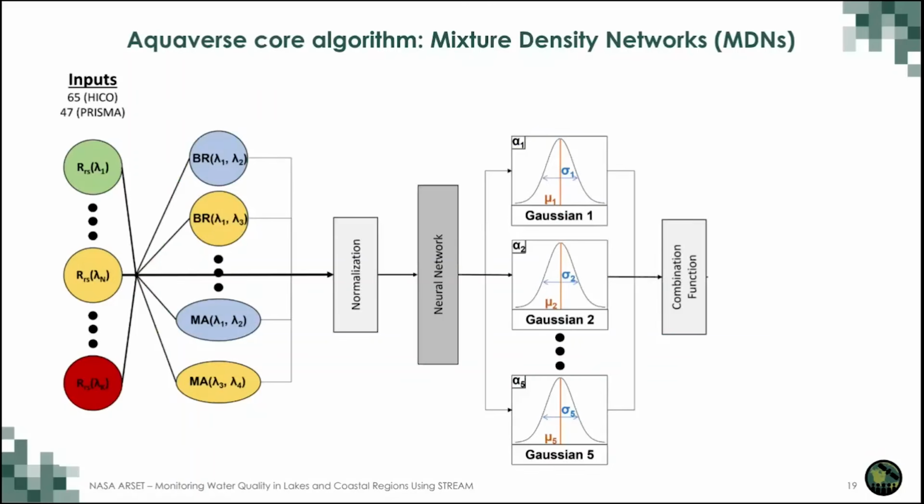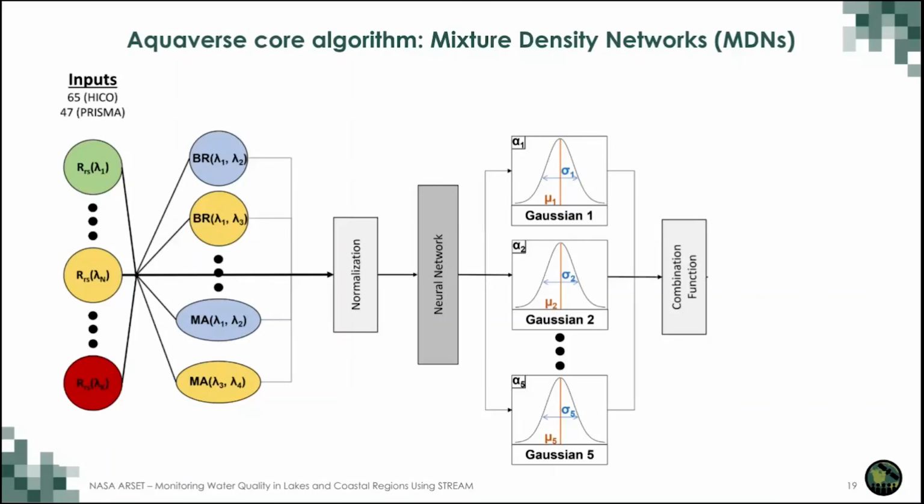What separates mixture density networks from typical machine learning algorithms is the output layer. This output layer is a set of Gaussians, which represent the probability distribution function for any given output product, for example, chlorophyll A.